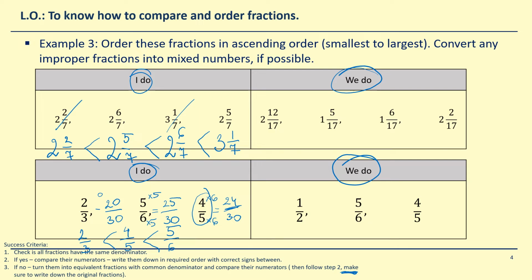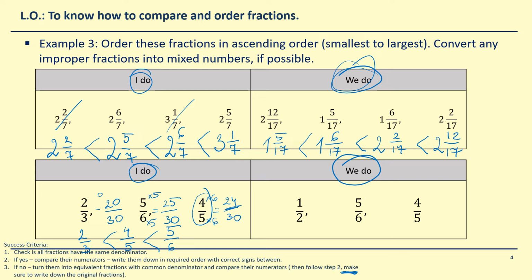Right, so what you should have done is, in this We Do question, the smallest one is 1 and 5 over 17, which is smaller than 1 and 6 over 17. Next one is 2 and 2/17, and the largest one is 2 and 12 over 17. If that's what you've got, well done.